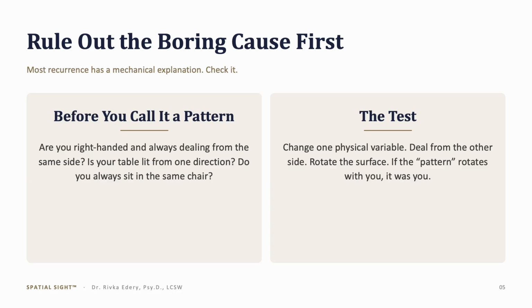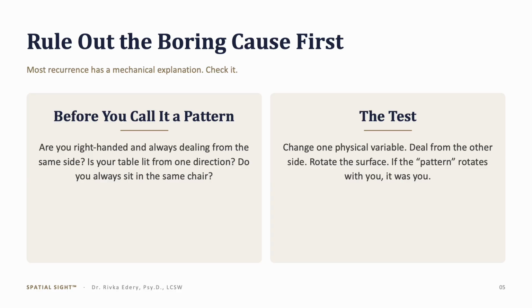Before you call something a pattern, rule out the boring cause. Most recurrence has a mechanical explanation, and you owe it to yourself to go looking for it first, with genuine enthusiasm, not as a grudging formality. Ask yourself, are you right-handed and do you always deal from the same side of the deck? Then of course cards will tend to land slightly to one side.